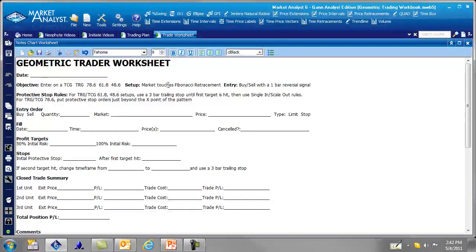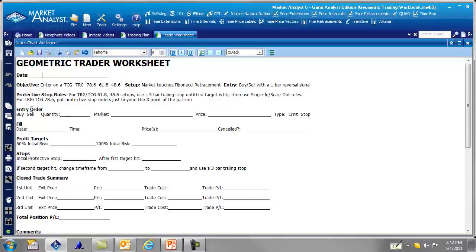The setup, I've left it static. Simply market touches fib retracement. Entry is you're either going to buy or sell with a 1-bar reversal. You might want to circle one of those two. Then under protective stop rules, I've copied the rules from the trading plan right here, so it's really clear in your mind as to what we need to do.